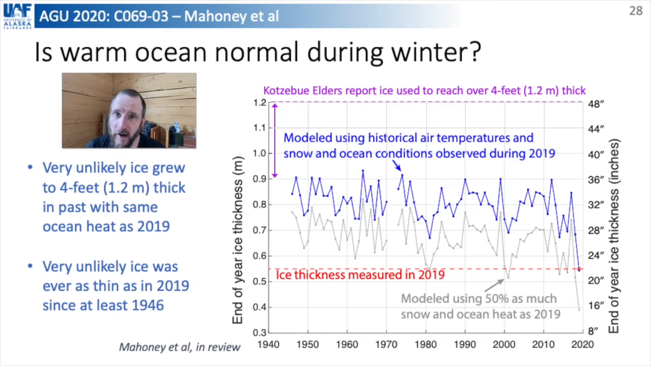In fact, to achieve ice as thin as we saw in 2019 at any other time in the past would have required 50% as much snow and 50% as much heat from the ocean, which is illustrated by the grey line, and it seems unlikely that such extreme conditions would have gone unnoticed. In fact, members of our advisory council report that ice regularly reached 4 to 5 feet thick in the past, that is 1.2 to 1.5 meters. This is illustrated by the purple dashed line at the top of the plot. This is much thicker than anything shown by the blue curve, suggesting that snow depth and ocean heat were likely a lot lower in the past.